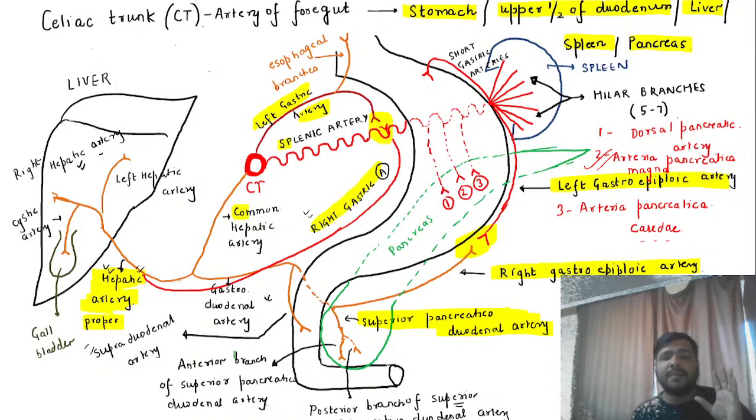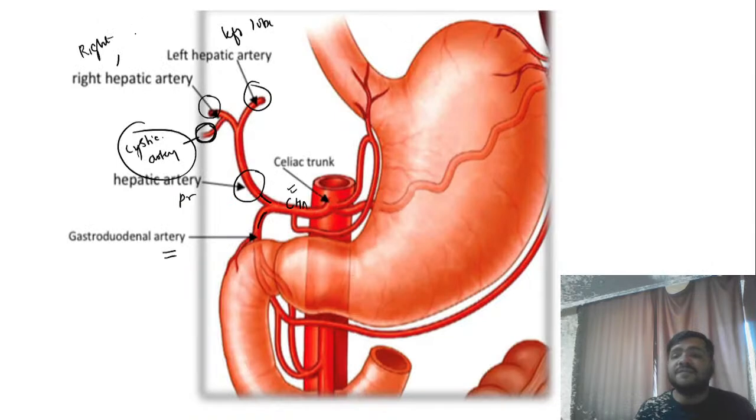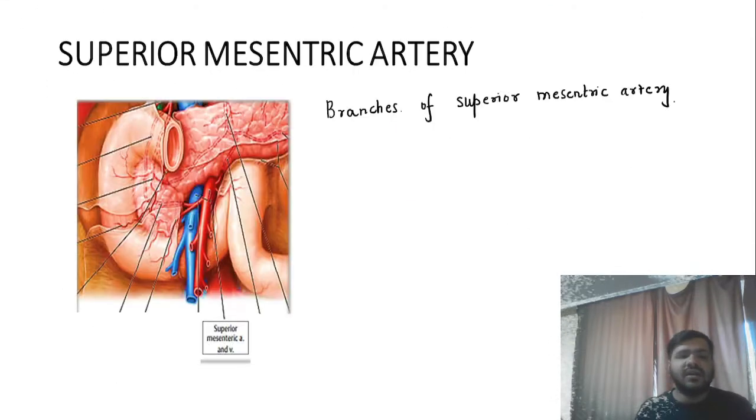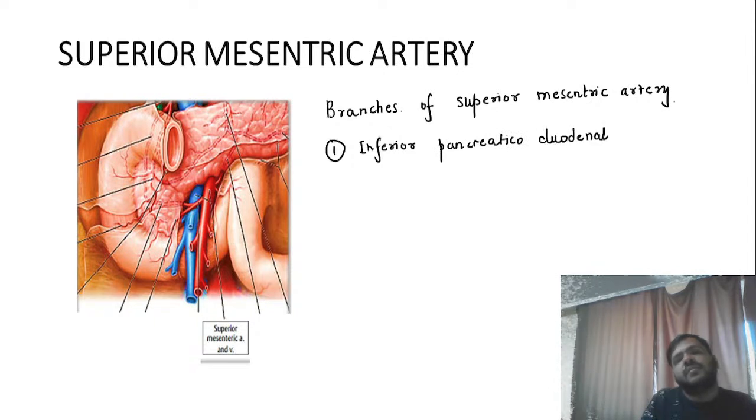duodenum superiorly, I mean the upper part, there will be something called the inferior pancreaticoduodenal artery. Inferior pancreaticoduodenal artery. Now this is basically supplying.